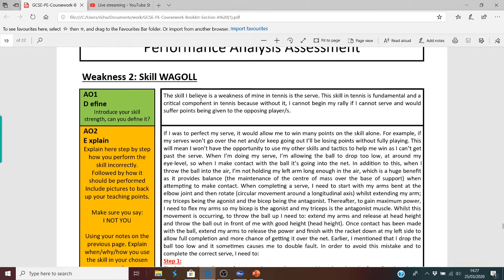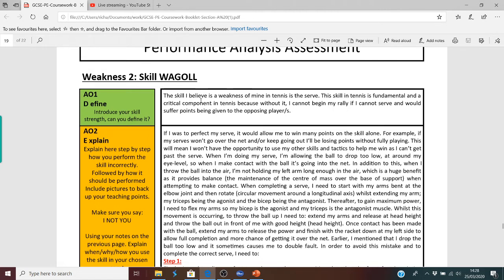If I was to perfect my serve, it would allow me to win many points on the skill alone. For example, if my serve won't go over the net or keeps going out, I'll be losing points without fully playing. This will mean that I won't have the opportunity to use my other skills and tactics to help me win, as I don't get past the serve. When I'm doing my serve, I'm allowing the ball to drop too low, around my eye level, so when I make contact with the ball, it's going into the net.